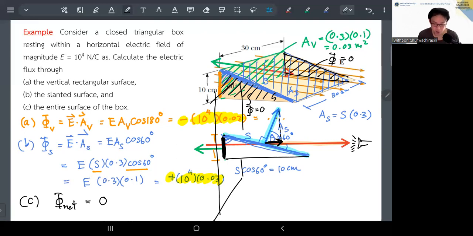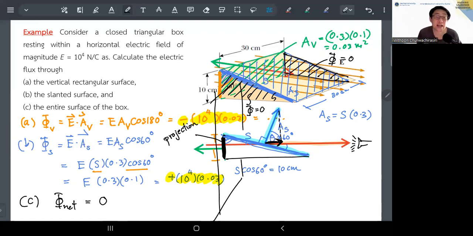Right? So what I'm trying to say here is that the dot product, when you apply it to an area like this, is the same thing as taking E on the area that is parallel to E. Or if you talk in terms of the actual area, it is the E that is perpendicular to the area. But when you say perpendicular, it means you only care about the projection.